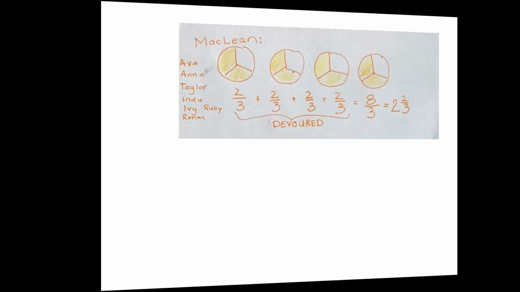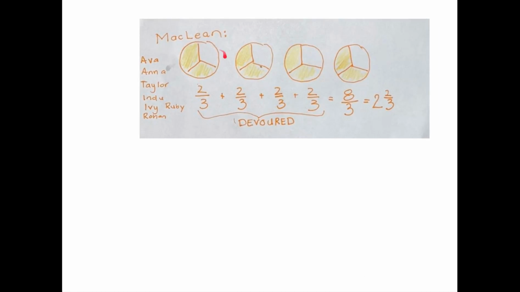Let's look at McLean's thinking. Actually, this is not just McLean's thinking. This is a shout out to many, many of you. McLean, Ava, Anna, Taylor, Indu, Ivy, Ruby, and Rowan all thought about the problem as 4 different sandwiches, but let's find 2/3 of each sandwich. And so you can see the 4 sandwiches here, 1, 2, 3, 4, and he found 2/3 of each sandwich. And then he added all those 2/3 together to get 8/3, or 2 2/3.